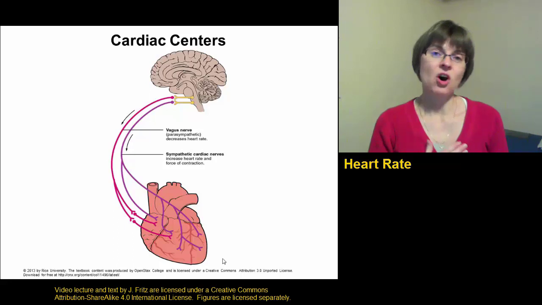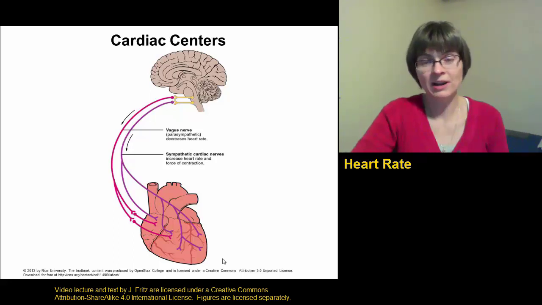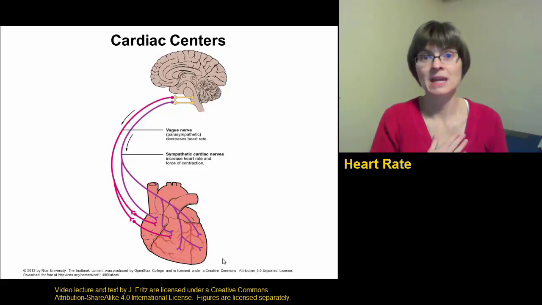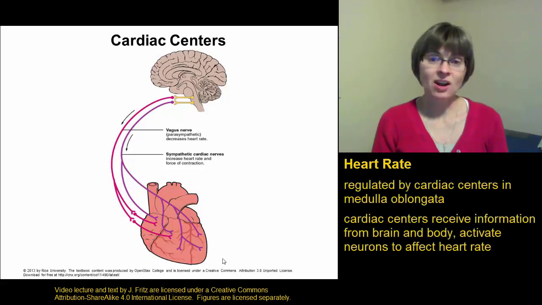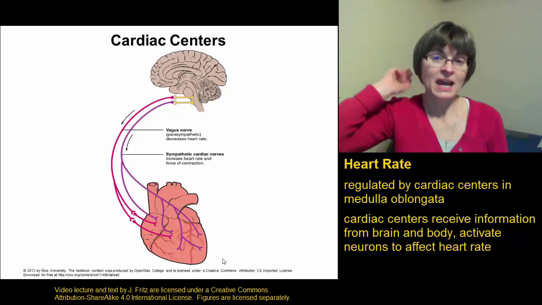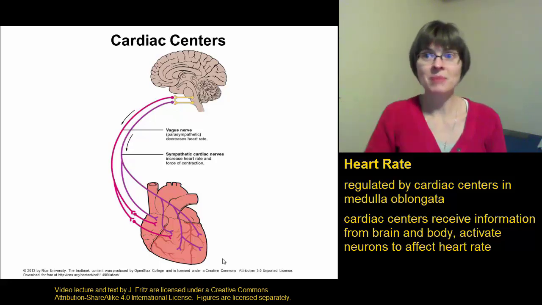The heart is autorhythmic. So the SA node in the heart is what automatically depolarizes in order to cause each heartbeat. The speed with which the SA node initiates the heart rate is regulated by cardiac centers in the brain. These cardiac centers are found in the medulla oblongata in the brainstem, and they receive information from the body and from the brain about the conditions in the body and the level of activity.